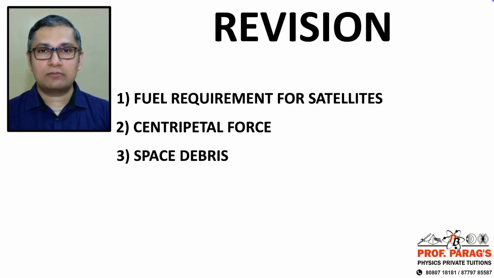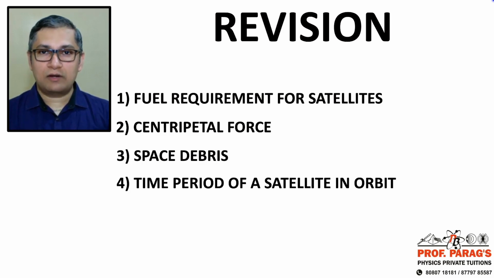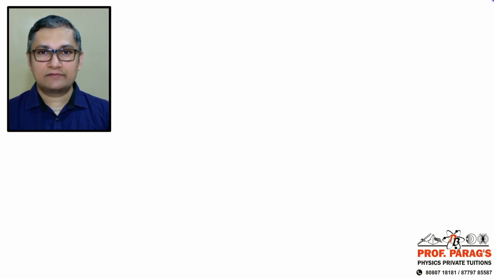Then we also talked about the concept of space debris, because if satellites just keep on revolving around Earth after their lifespan is over, they continue to revolve, and that is going to cause a lot of what we call kachra, space debris, in space. Then we talked about the time period of satellites, and we understood the formula T square proportional to R cube. Okay. So let's begin today's class.